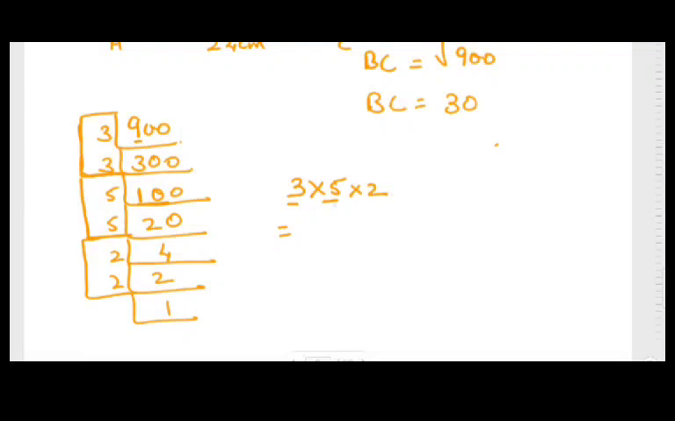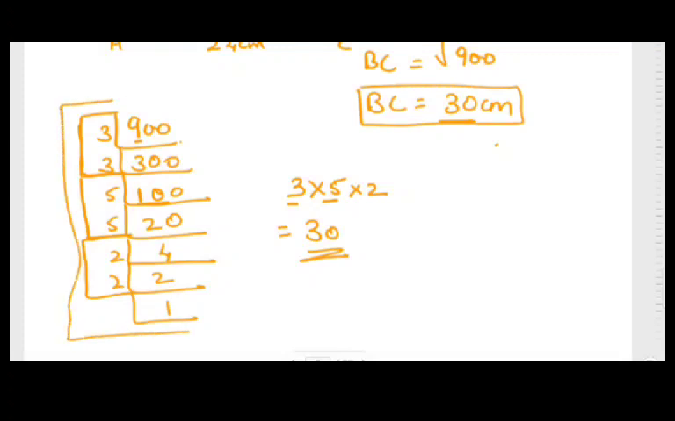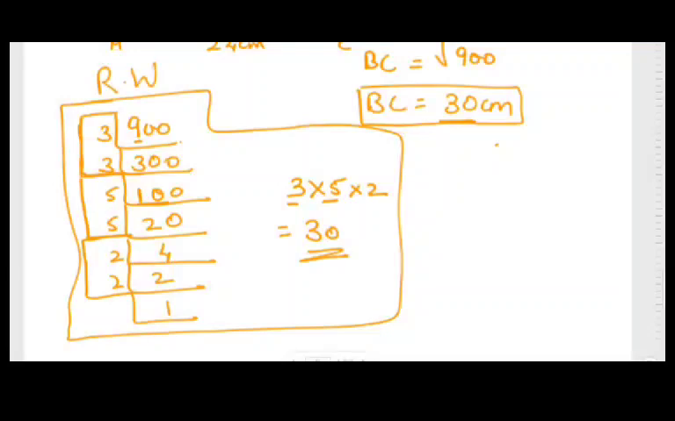3 5s are 15, 15 2s are 30. Yes, so the square root of 900 is 30. So the length of BC is 30 centimeter. This part has to be done in rough work, children. Alright, let's go to the next sum.